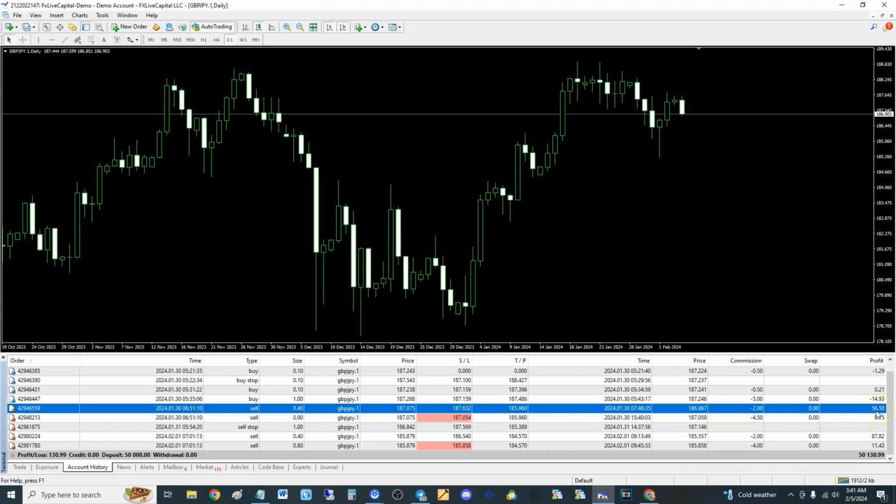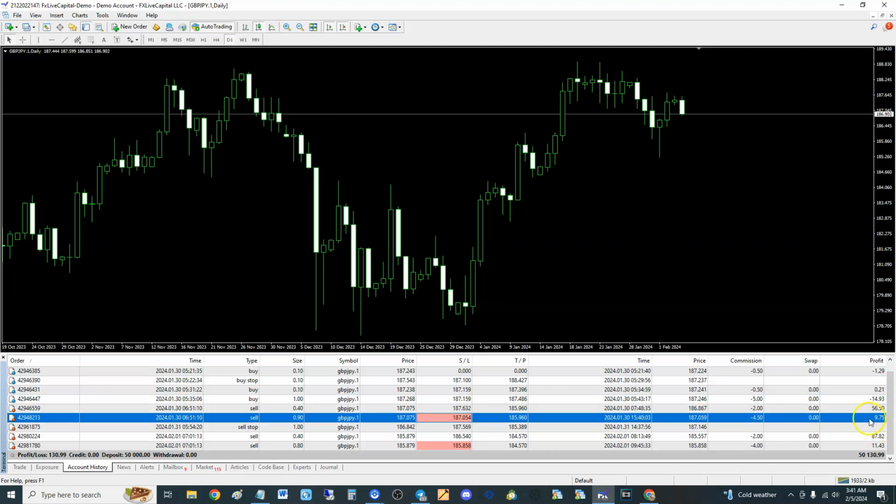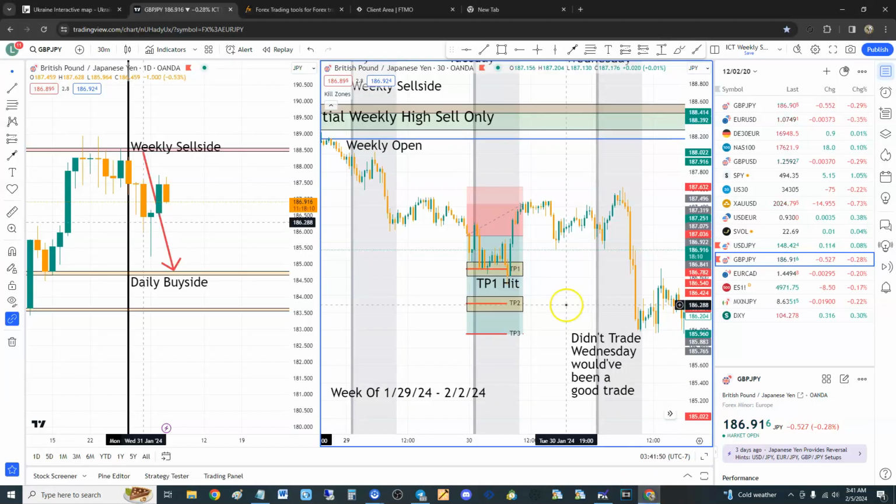I was only risking 0.2% risk, guys. Very low risk. I'm just trying to get used to it. Then here's the break even close right here. I made it close at $9.75 profit because the commission was $4.50. Now let's look at the second trade that we took.